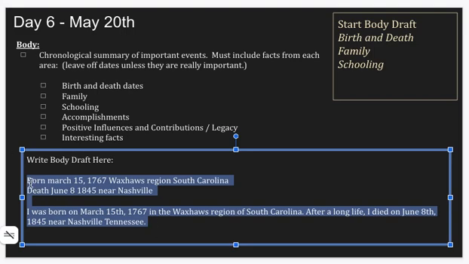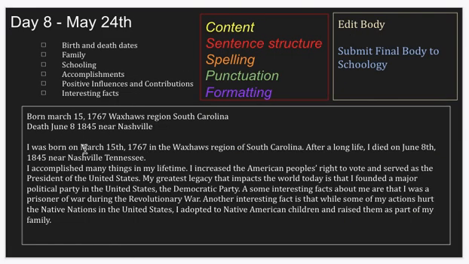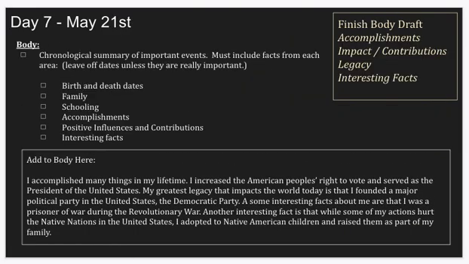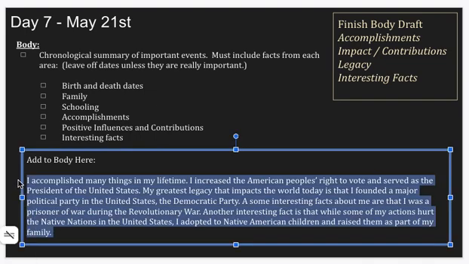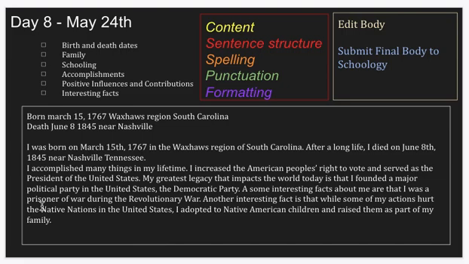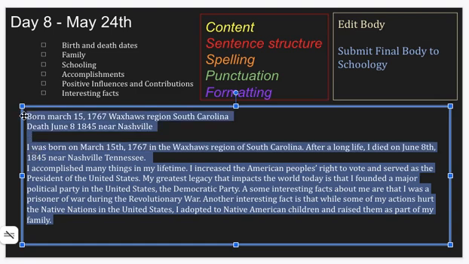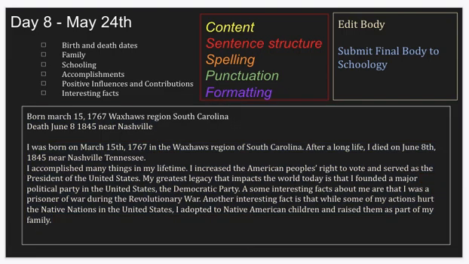So I would highlight all of my writing, I would copy that, then go to day 8 and paste it in, and I'd do the same thing from the day 7 slide. Highlight, copy, and paste. Now I've already done that step. So everything that you see in this box here, this is what I have for my body. I'm writing about Andrew Jackson, and I have all of my research that I turned into writing pasted in this box. Now let's work through our editing process.